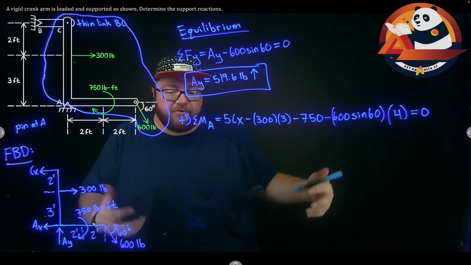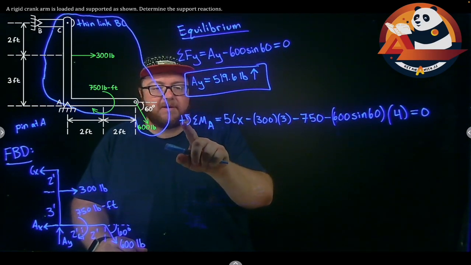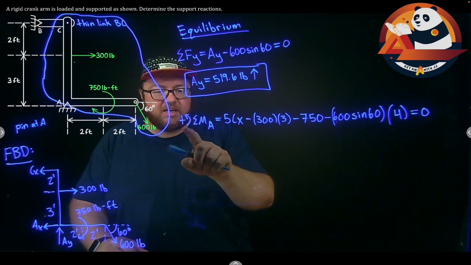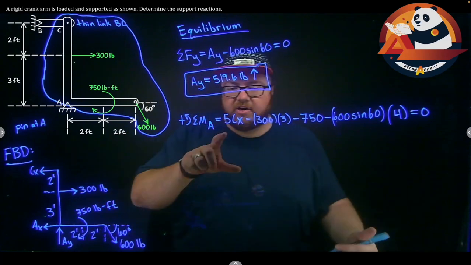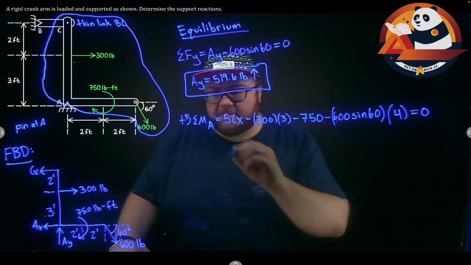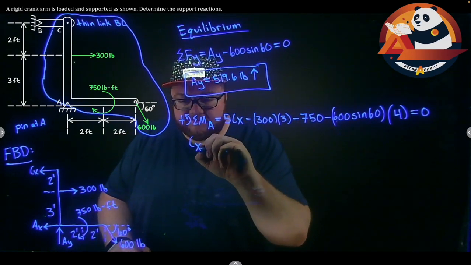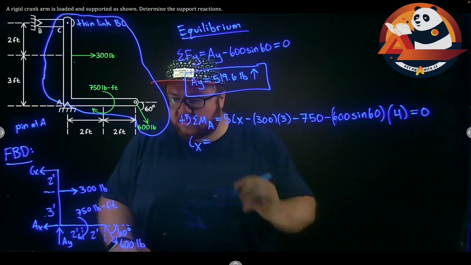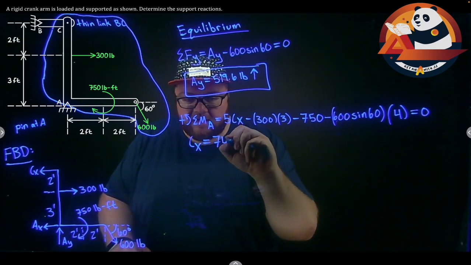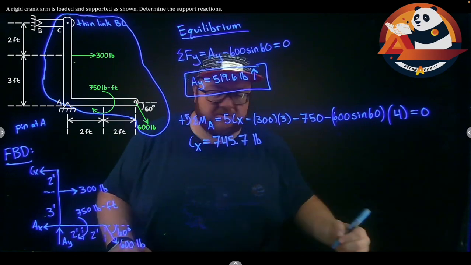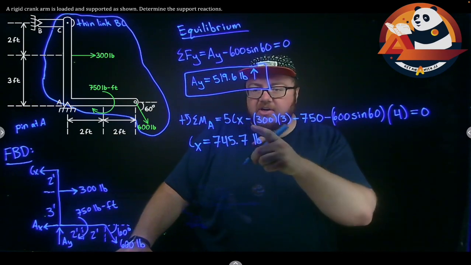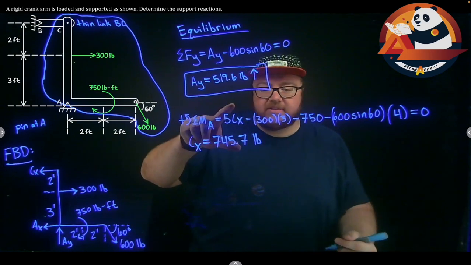Again, we're making that full equilibrium equation. What are we summing up? Always stating what's our positive assumption in here. Always setting it equal to 0, and then solving for an unknown. If I solve for CX, I'm going to get that CX is 745.7 pounds.